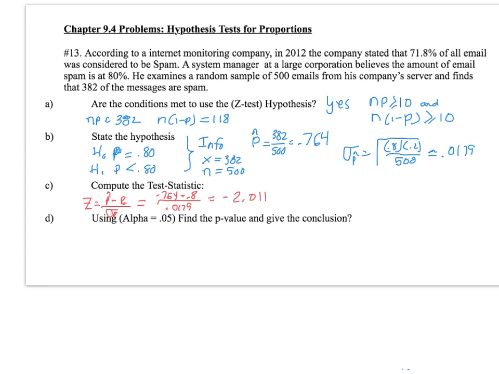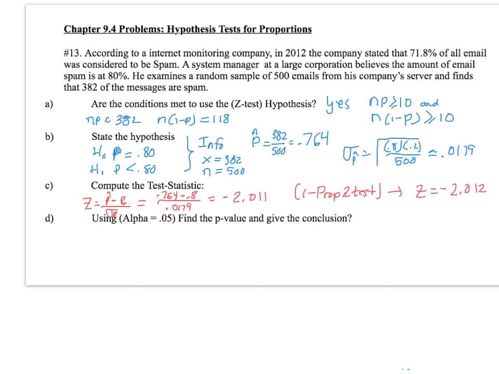Now, if we did it on our calculator, we would go to the 1 prop Z test, and we get, when we do that, I think we get Z is equal to a negative 2.012.